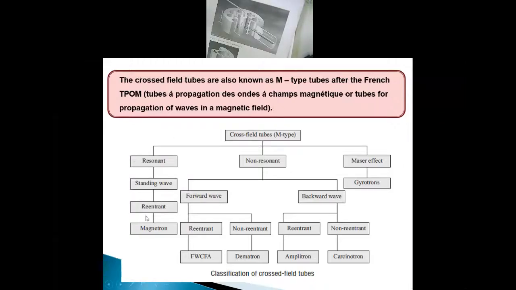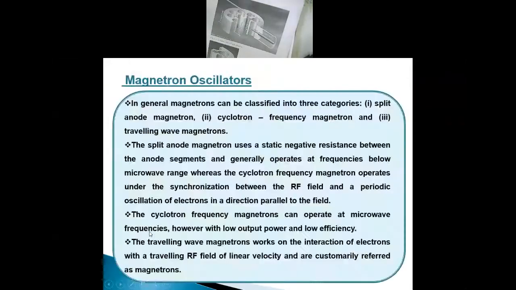Now we will learn about the magnetron itself. Other components are there, but we will not learn them here. We will only learn about the magnetron and its various types. Magnetrons are classified based on what type of anode we have: split-anode magnetron, cyclotron-frequency magnetron, and traveling-wave magnetron.